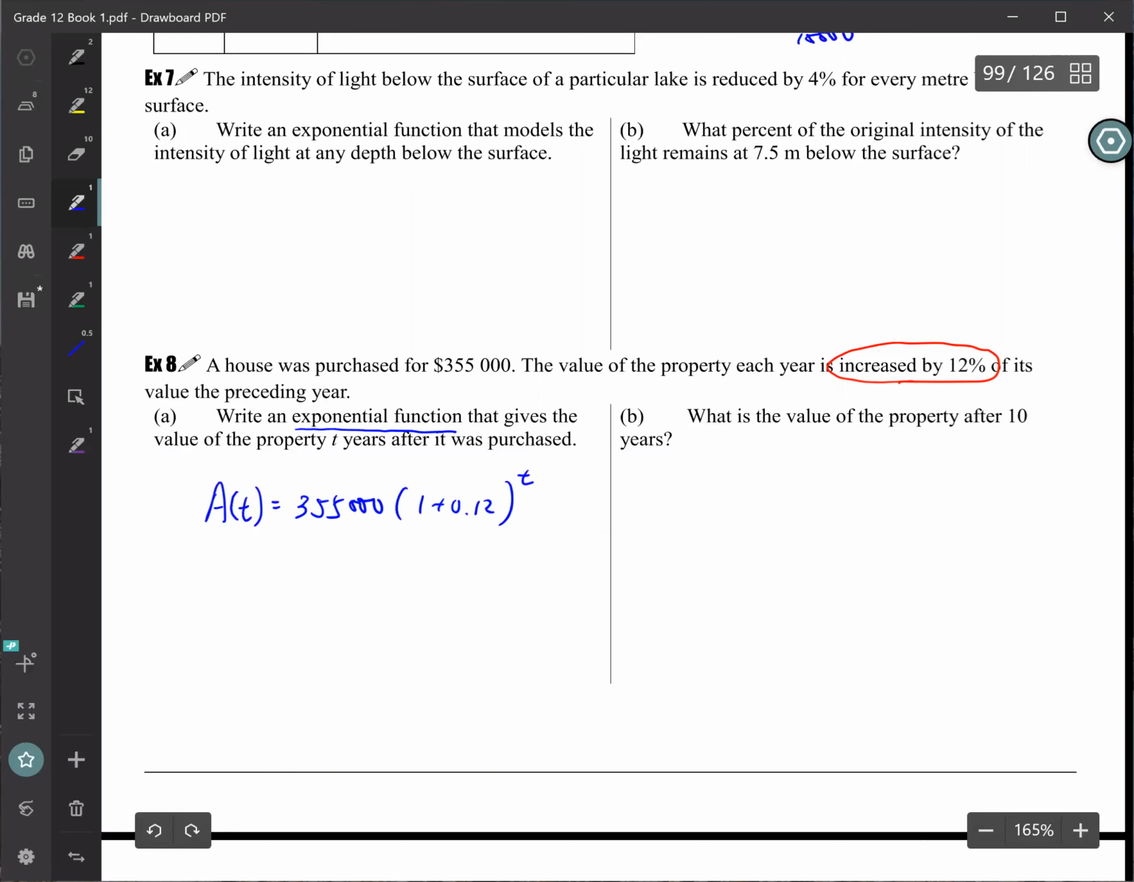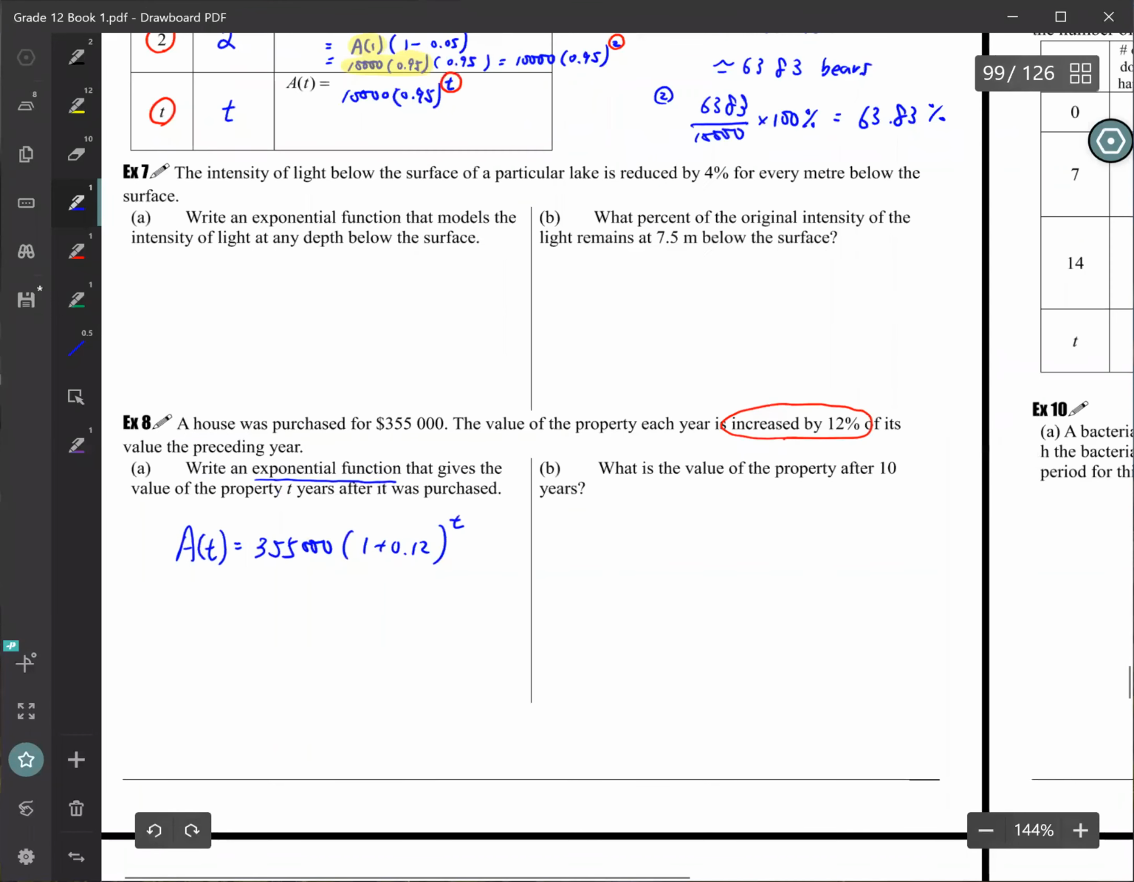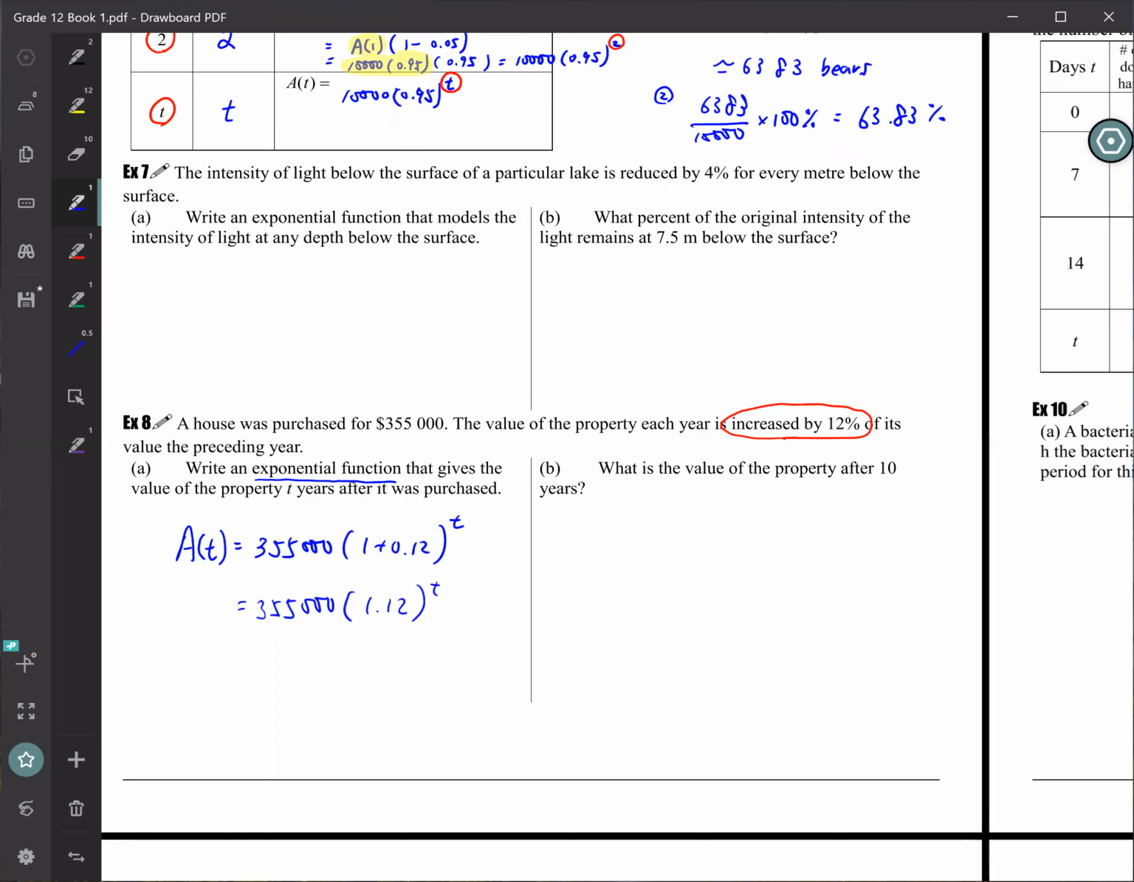Yep, very good, okay? So if it's decreasing, then you subtract from 1, right? Increasing, then you add it to 1. Just remember the 1 is 100%, right? So meaning no change, right? So you want to make it increase, and it's better that you add it up, okay? So just write it as 1.12 to the t, okay? Next part, we want to find the value after 10 years. So obviously it will be A of 10, okay?